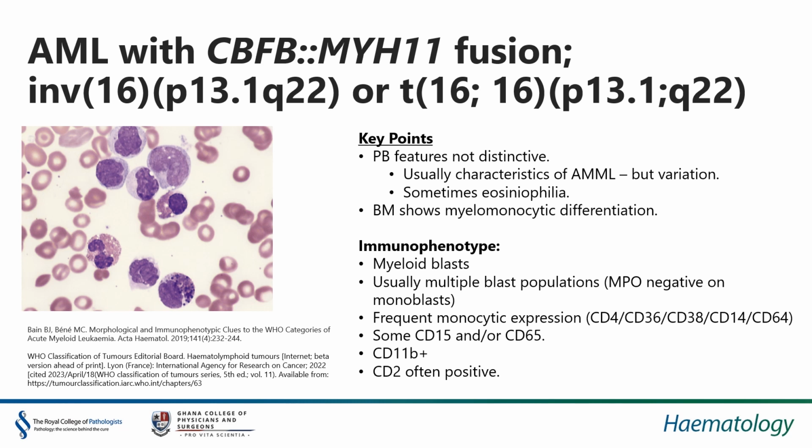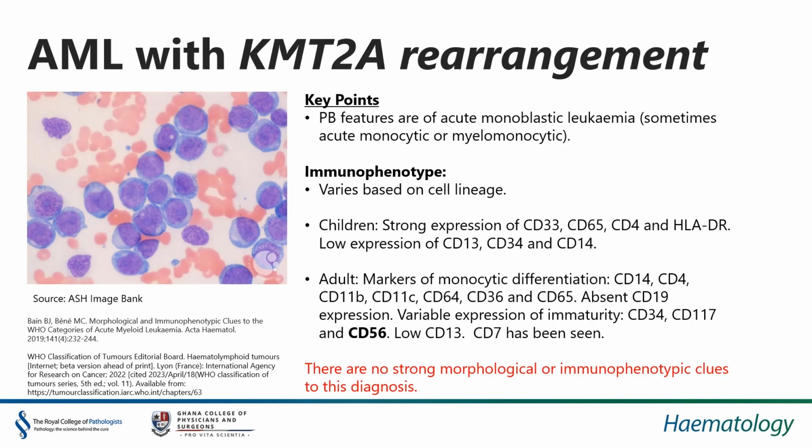So for our next case, we've got AML with KMT2A rearrangement. Now, patients presenting with this acute myeloid leukemia may have varying white blood cell counts. They can present with leukopenia, or they can present with overt leukocytosis, which may be up to 200 × 10 to the 9 per litre. In adults, the white cell count does not differ significantly from age-matched AML with normal cytogenetics, and no significant difference has been reported between patients with different KMT2A fusion partners.